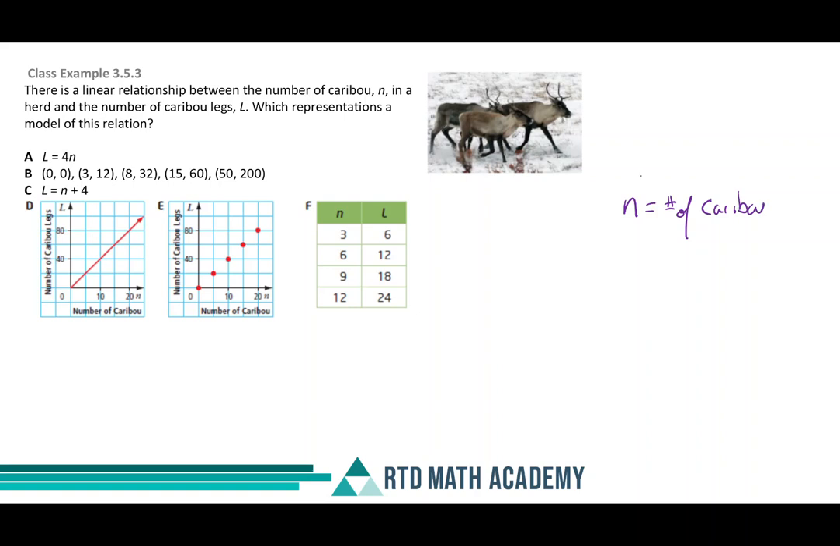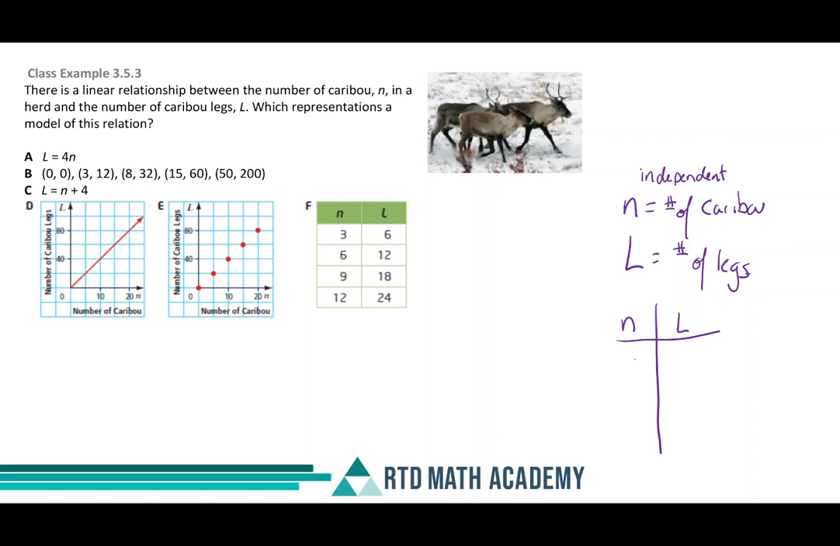This is going to be our independent variable, because the number of caribou dictates how many legs there are, which is L. And so we know we're going to have an input of N and an output of L, right? Number of caribou dictates the number of legs.